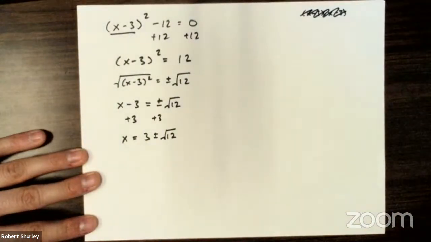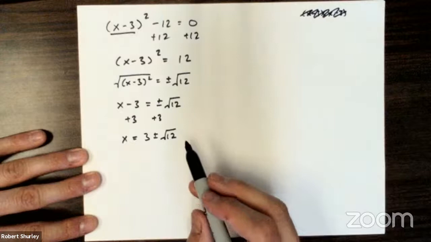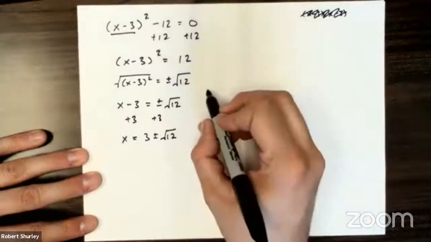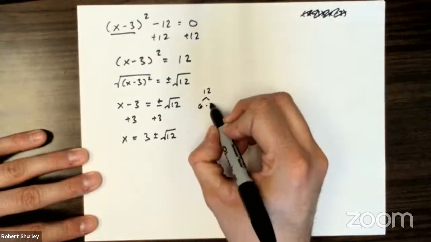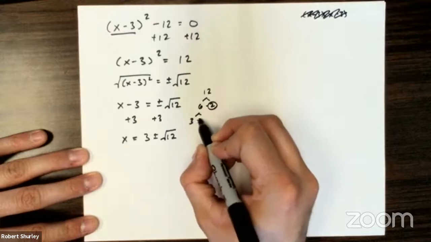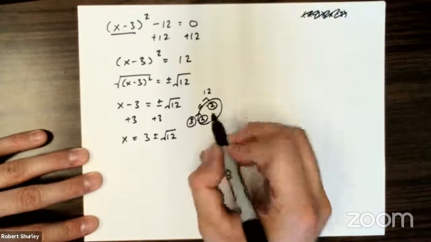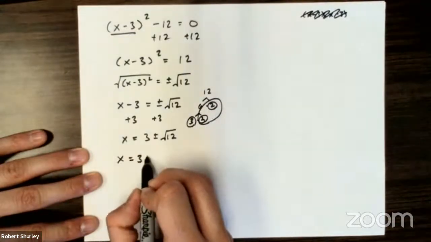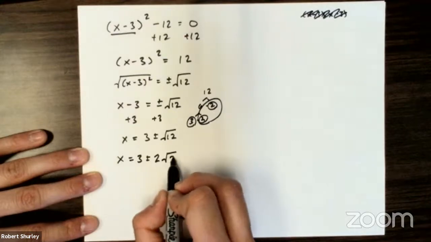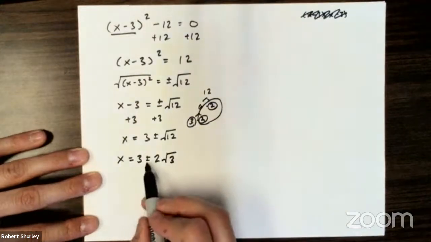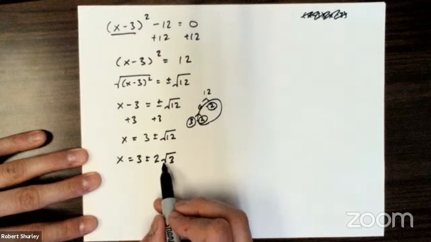And now I've got to, hold on a second. Now I've got to simplify the 12 here. So 12, that's 6 times 2, 3 times 2. Okay, I got a pair of 2s. I can take the 2 out. And I've got a 3 left over. So 3 plus or minus 2 square root of 3.